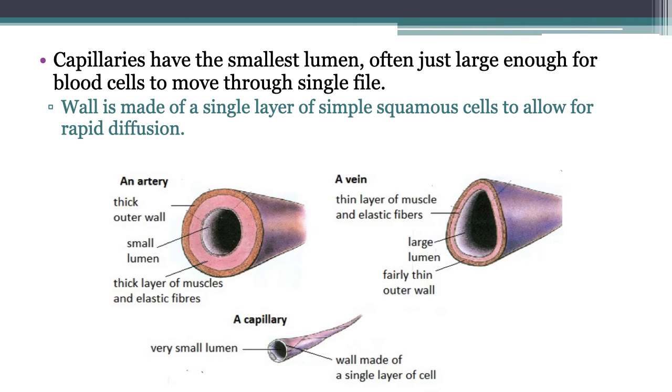Capillaries have the smallest lumen, often just large enough for blood cells to move through single file. The wall is made of a single layer of simple squamous cells and allows for rapid diffusion.